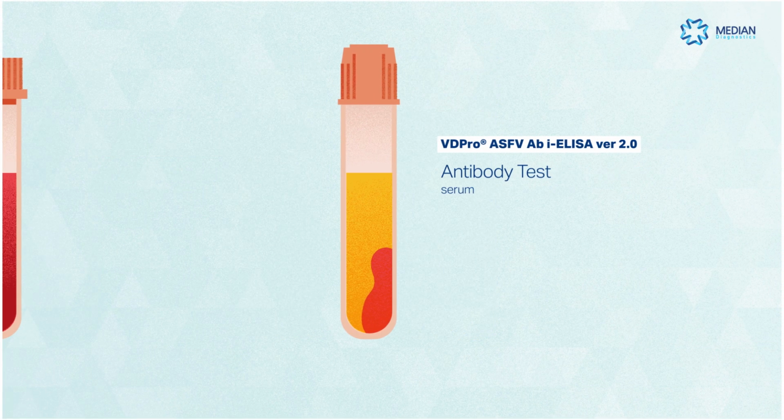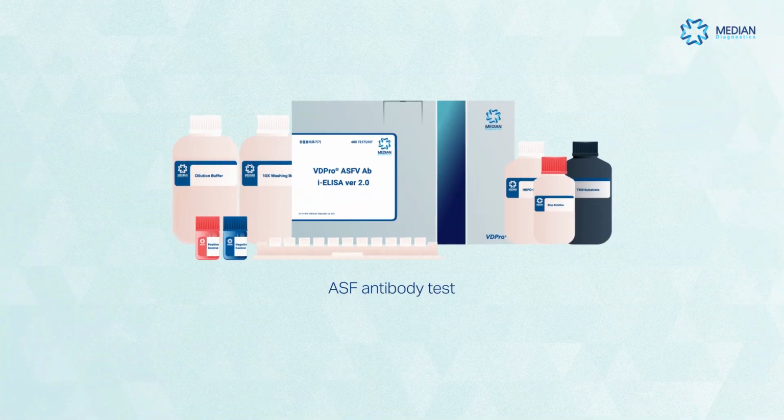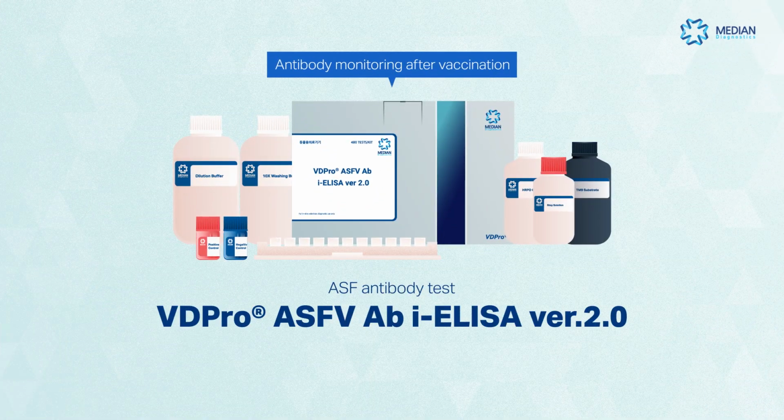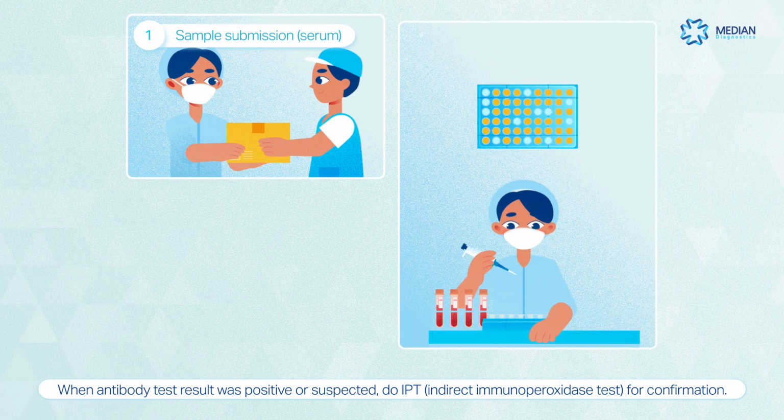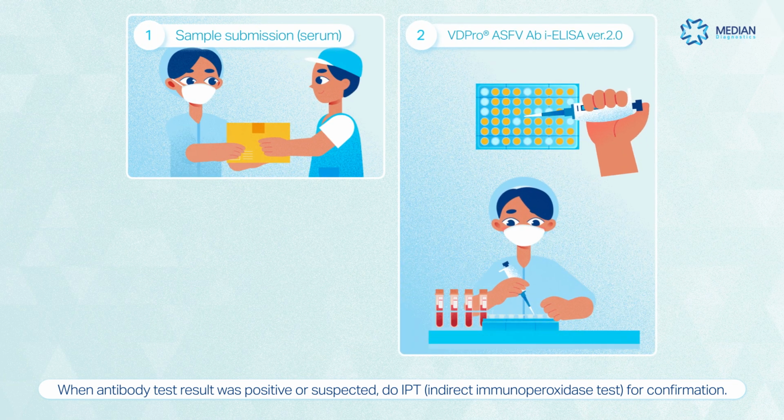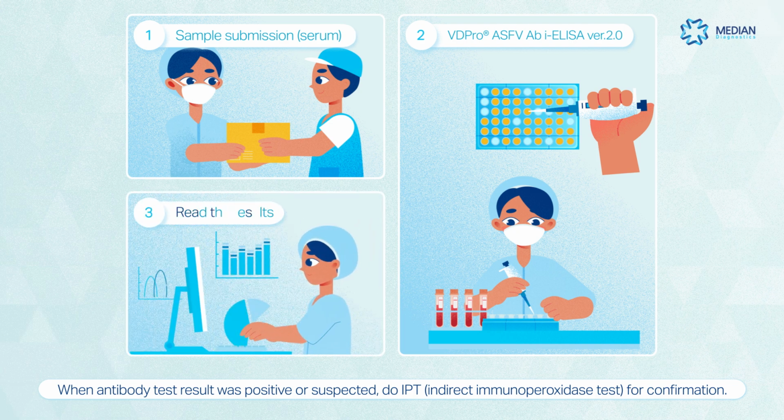Next, antibody testing is performed. If the antibody test result is positive or suspected, a confirmatory test using the indirect immunoperoxidase method, or IPT, is conducted.